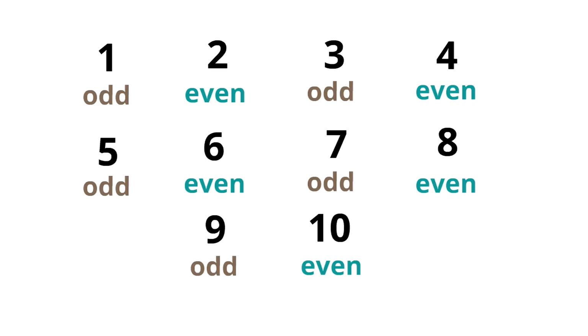They all alternate. So the first trick is that they alternate. The numbers alternate. Odd, even, odd, even, odd, even, odd, even, odd, even. Now, we're going to look at the second trick.